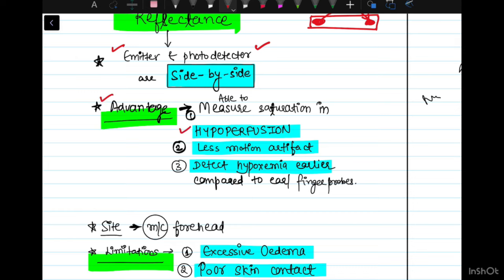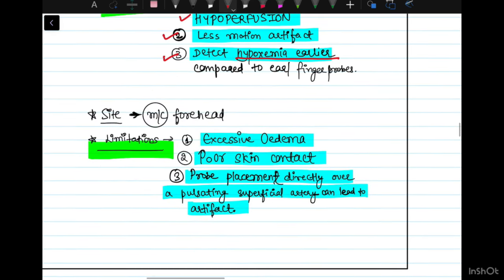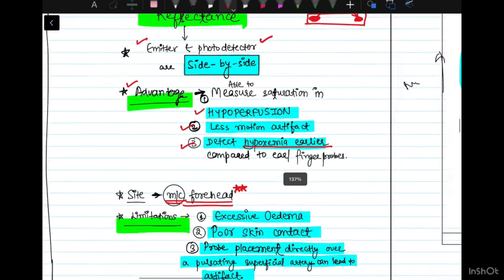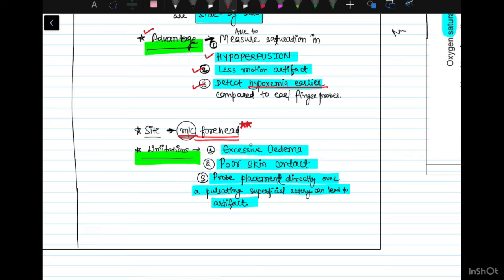The advantage was that it is able to measure saturation in hypoperfusion, there are fewer motion artifacts, and it can detect hypoxemia earlier compared to the ear or finger probes. So these are the advantages of this reflectance pulse oximetry. The most common site is the forehead. This is frequently asked, that the most common site for the reflectance pulse oximetry is the forehead.